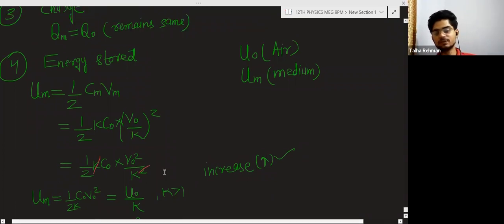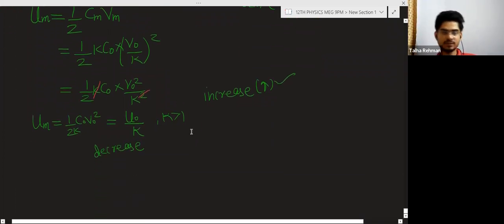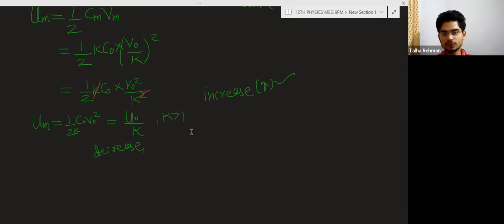You can think of it like this. When you disconnect the battery, the power source is not now with the capacitor. So you can think that the energy should decrease because there is no one to supply the energy to the capacitor. Okay.